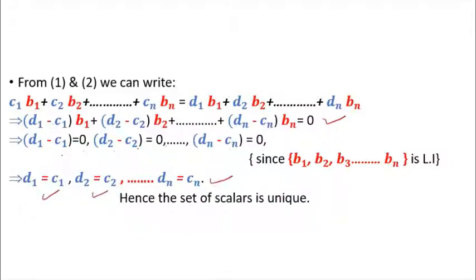Though we tried to take another set of scalars d1 to dn, we got them equal to correspondingly c1, c2 and so on cn. What do you mean by that? Hence the set of scalars is unique. That means every vector x in a vector space V can be written as a linear combination of vectors in a unique way. The scalars are unique.